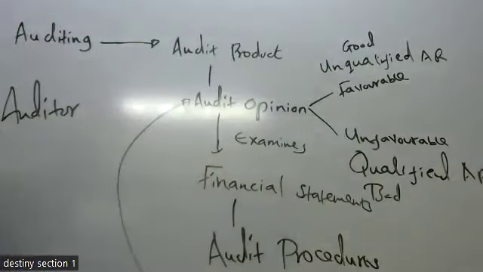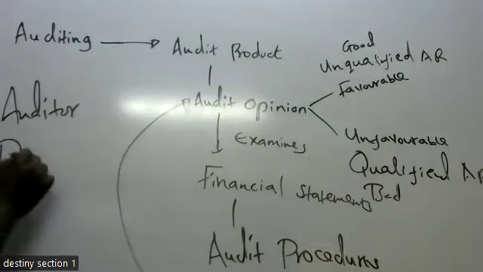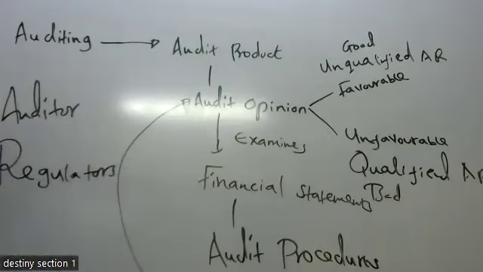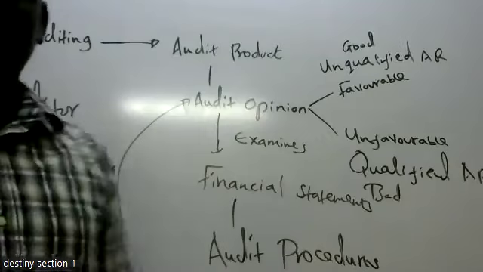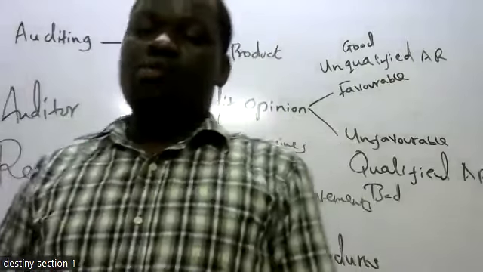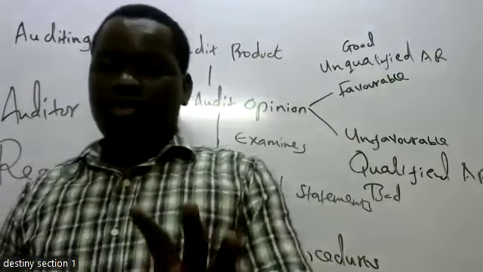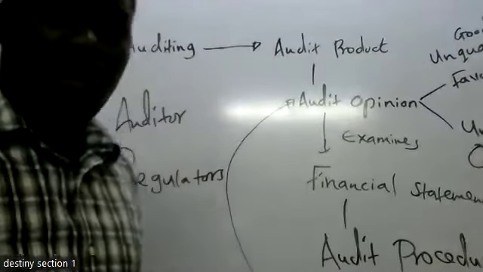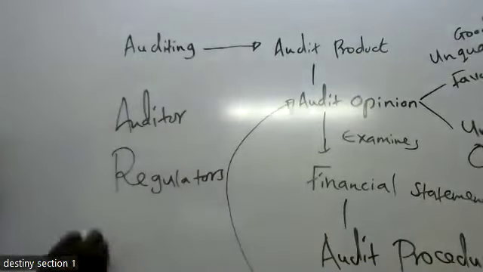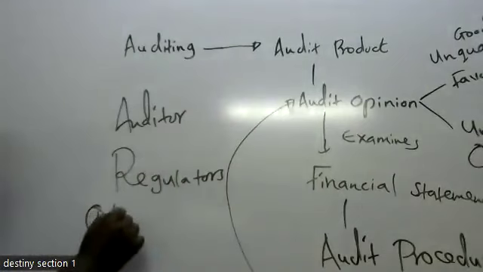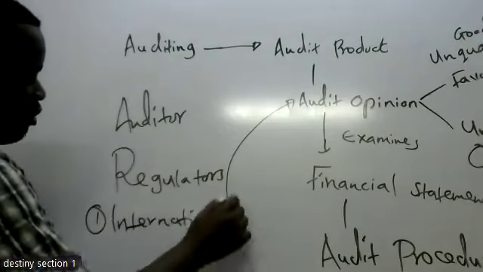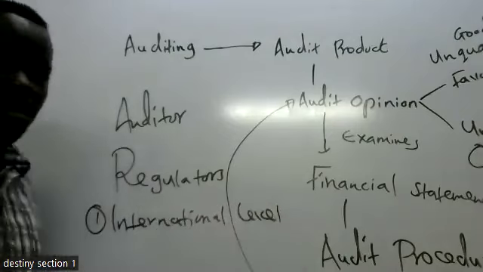So we also have other key players who we call the regulators. Audit and accountancy practice is normally regulated. The regulation applies at two levels. We shall be discussing them. We have what we call the international level regulation.